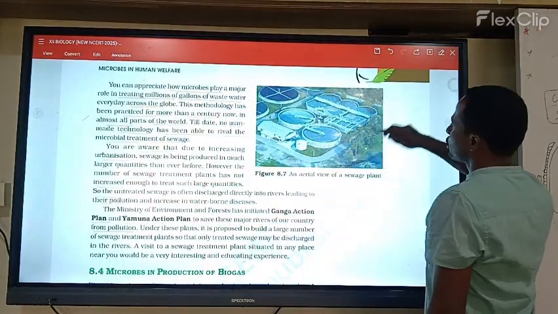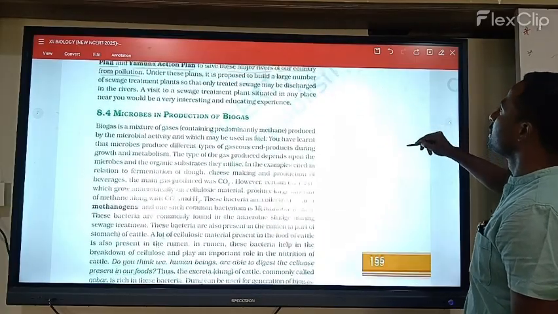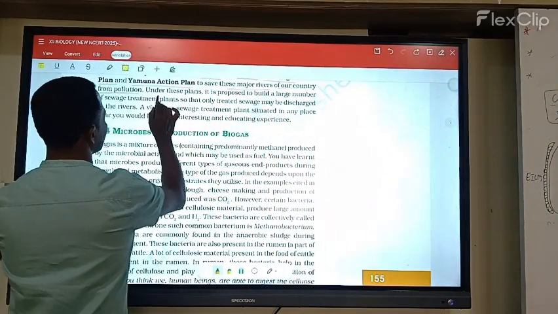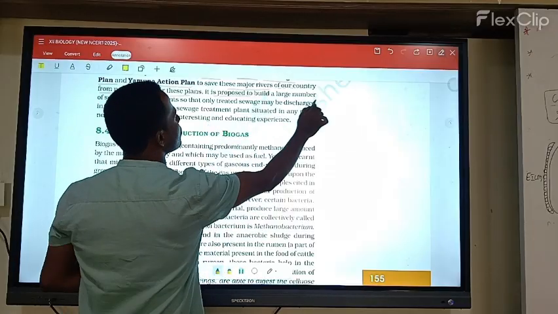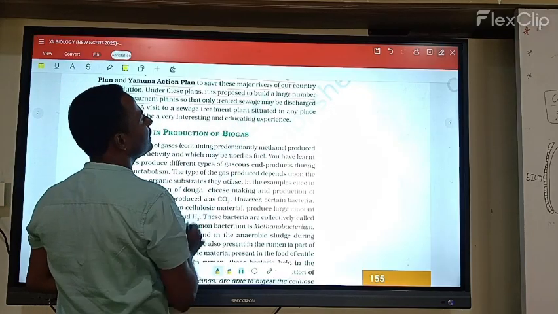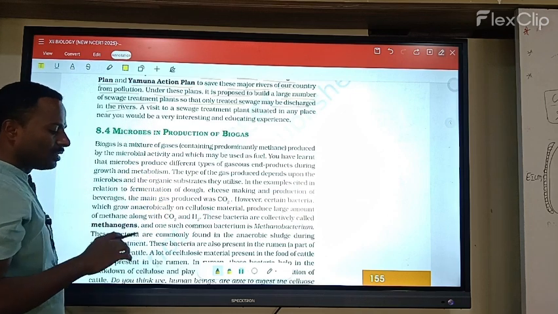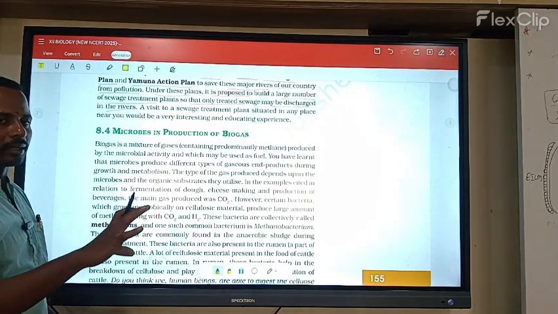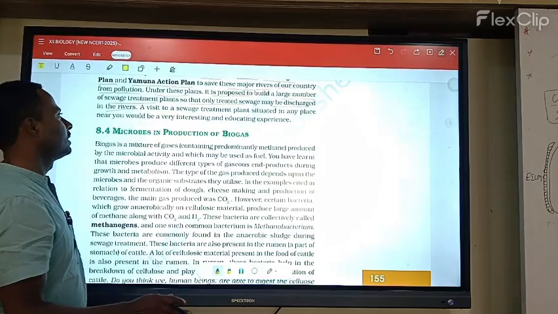The Ganga Action Plan and Yamuna Action Plan take care of protection against this pollution. Under these plans, it is proposed to build a large number of sewage treatment plants so that only treated sewage is discharged into the rivers. After checking that the process is good, only then is it discharged into rivers and streams.